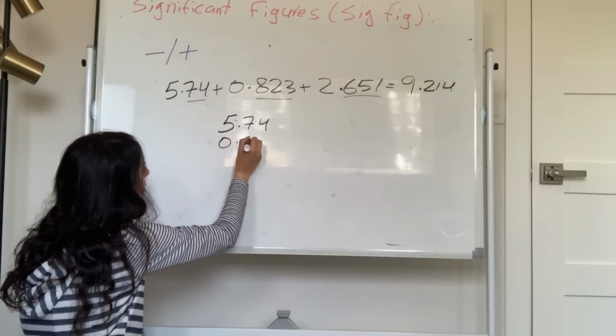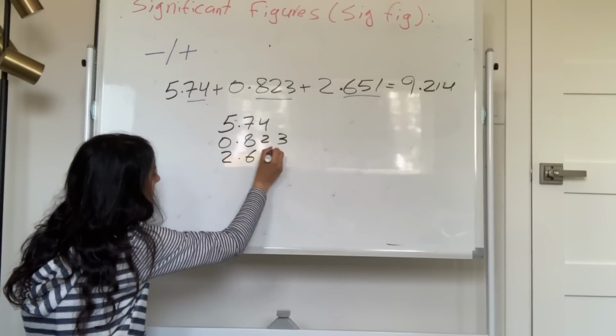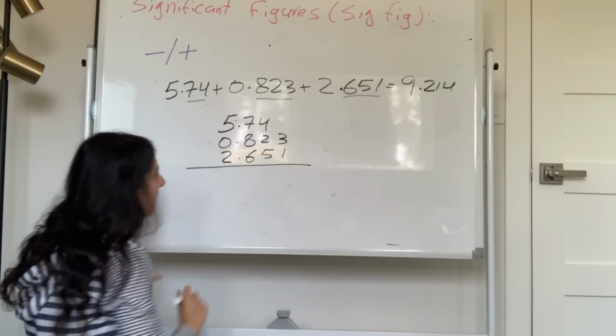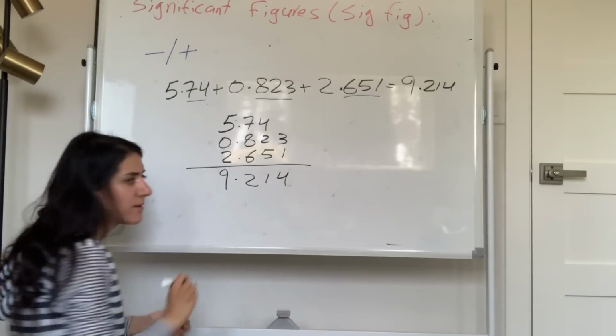5.74, 0.823, 2.651. Line them up, okay? And the answer is 9.214.